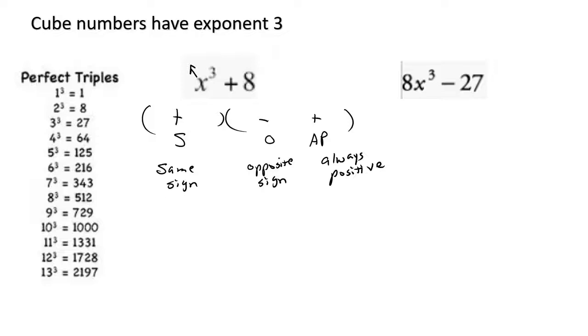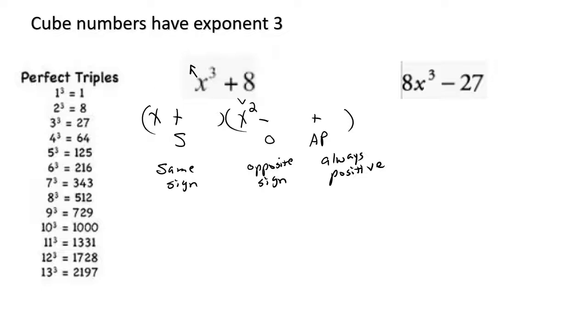X cubed, or x to the third, is really 3 x's multiplied together. The first x will be placed in the first shorter parentheses. The other 2 x's will be multiplied together, and they will be placed as x squared in the second longer parentheses.